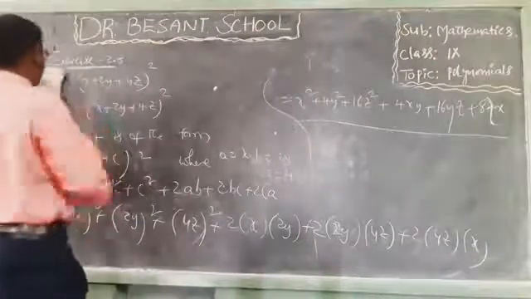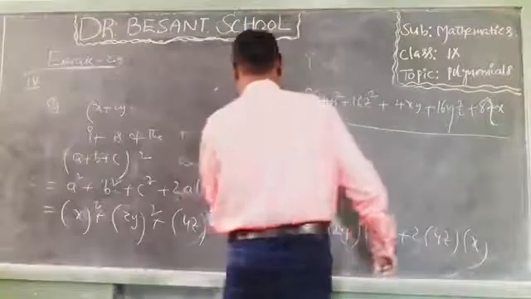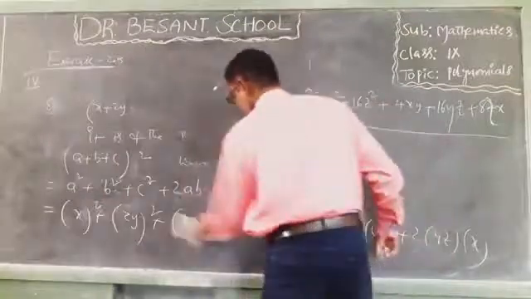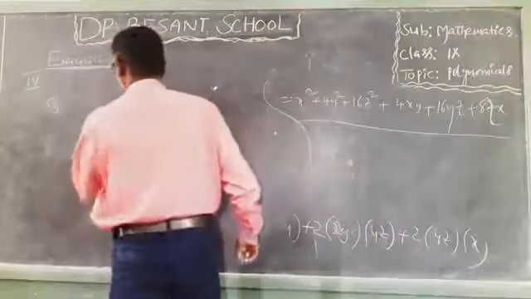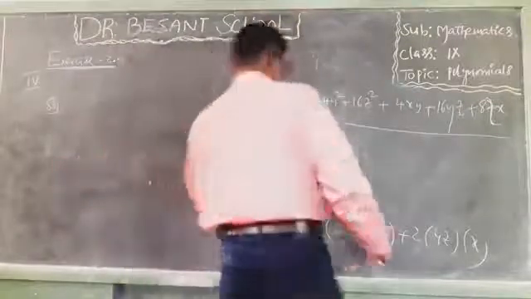We have expanded it by using the formula (a + b + c) whole square equal to a square plus b square plus c square plus 2ab plus 2bc plus 2ca. Okay, children?